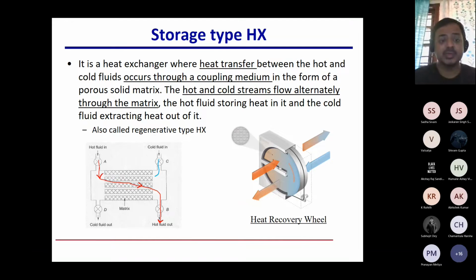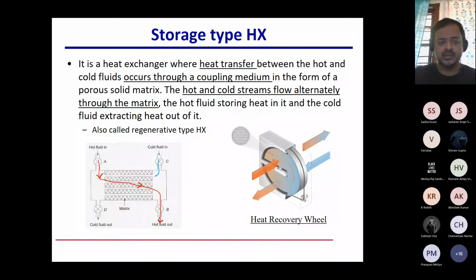M C p delta T, right? If the porous matrix was initially, let us say, 30 degrees C, and then the hot fluid flew through it, and the temperature goes up to 50 degrees, then the mass times specific heat times 50 minus 30 is the amount of heat in joules which is stored in this matrix. Okay, it is stored. Then A and B are closed, and we will now go to C and D.